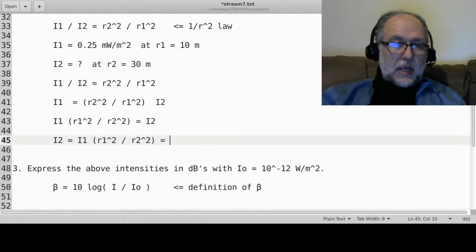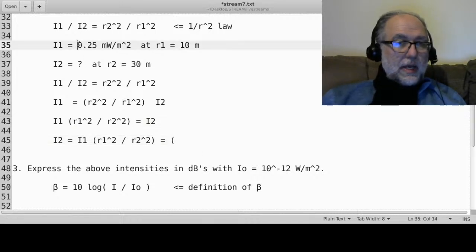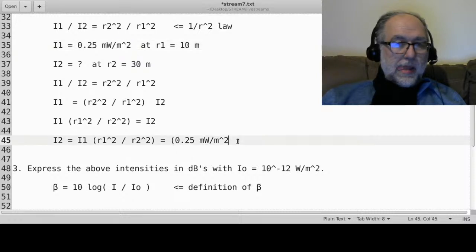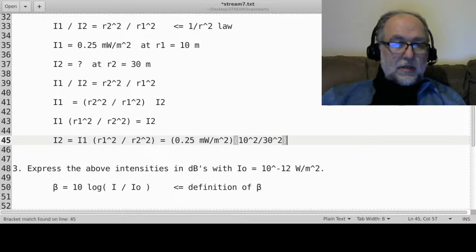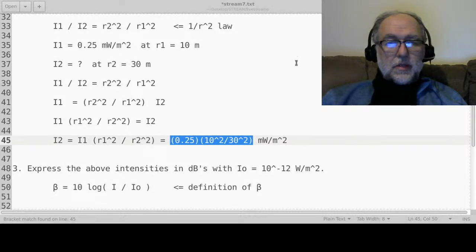Okay, and I1, I give you that number, and R1, that was the 10 meters, but now it's squared, okay, divided by R2, and that's 30 meters squared like that. Okay, and let me work this out. Okay, I'm going to take this unit and put it out here like that. Okay, so the answer is going to come out in milliwatts per meter squared, which isn't MKS, but that's okay. All right. Let me see what that works out to.